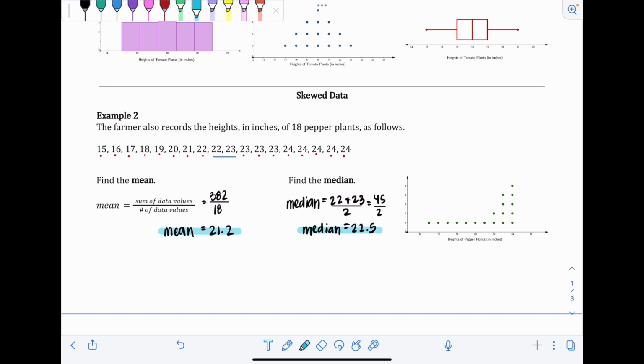So this time our median was not the same as our mean. Our mean was 21.2 and our median was 22.5, which I know they're close, but they're not the same. So if they're not the same, then our data is not going to be symmetric. And you can see that on our graph.